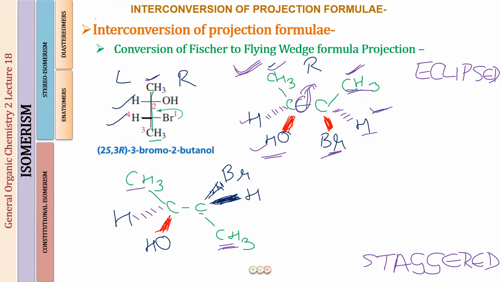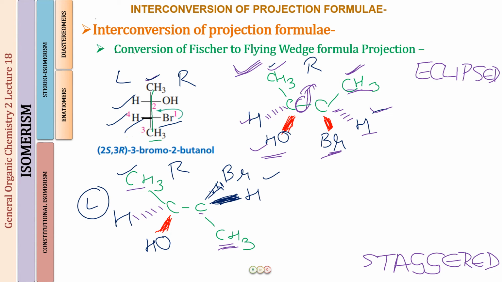And if you want to confirm it with the trick that we did, you can see that also. In the trick, we had this vertical line. So this is the right side, this is the left side. Now my groups are on the right side. So whatever is on the right, we will put on the hashed wedge, that is bromine, and hydrogen will be on the solid wedge. So this is how you look at this.